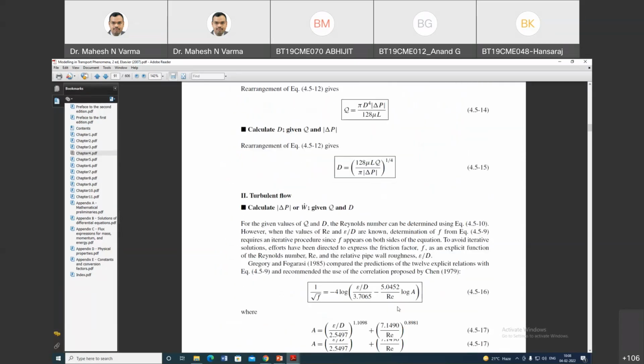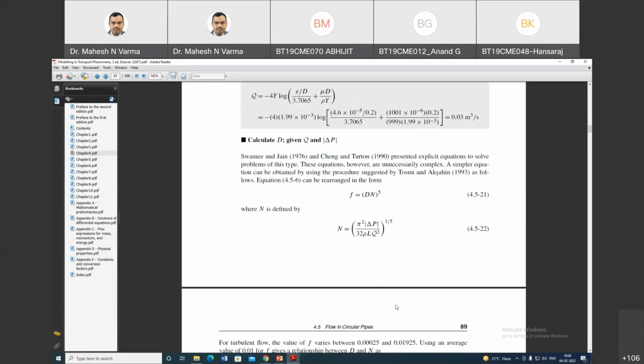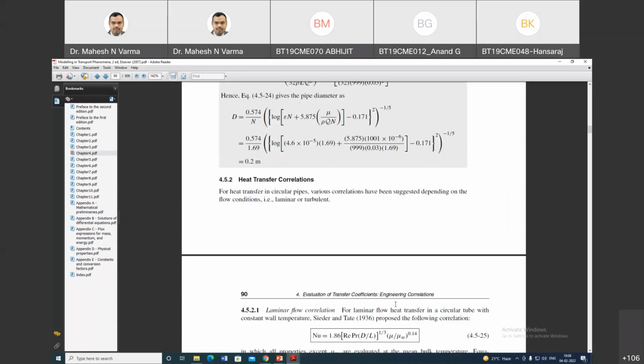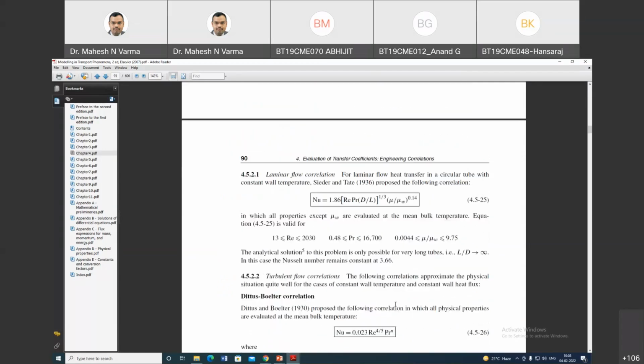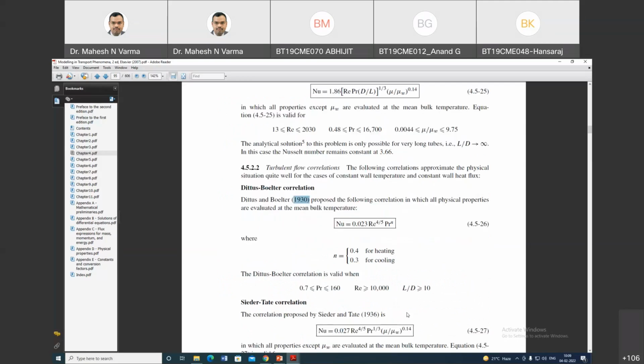So this is for momentum transfer, and you might have used the Dittus-Boelter correlation, which is a very famous heat transfer correlation. Dittus and Boelter published this correlation in 1930. Nusselt number equals 0.023 Reynolds number raised to 4/5, Prandtl number raised to n, where n is 0.4 for heating and 0.3 for cooling.